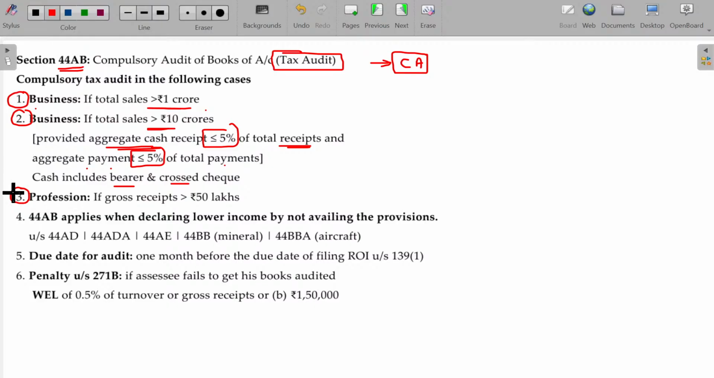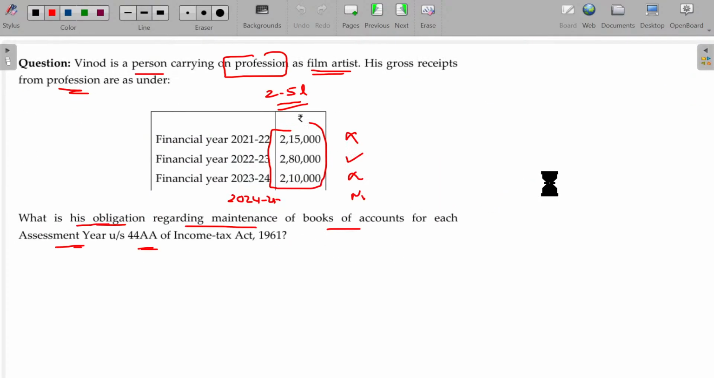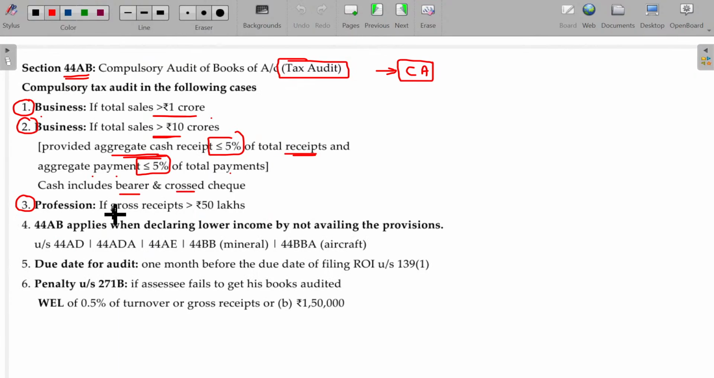Okay. Sir, what happens in case of professionals, sir? Doctors, engineers, advocates. Okay, already we have studied that, right? These are the set of professionals. In those cases, the gross receipts will be taken. If the gross receipt is more than 50 lakhs, then they have to get their books of accounts audited compulsorily. For doctors and advocates, there are hardly any expenses.